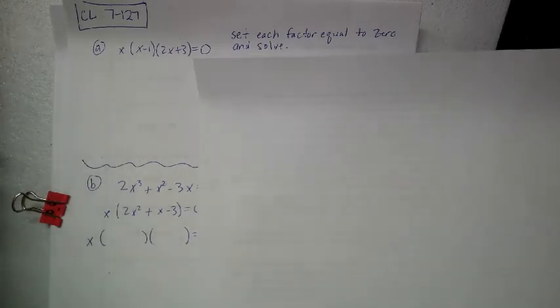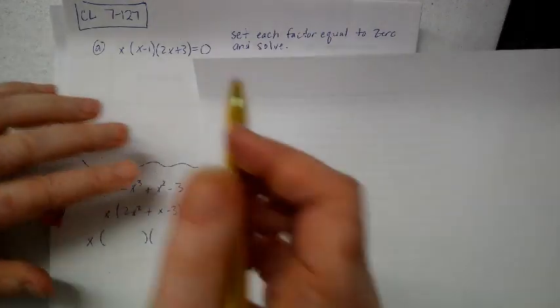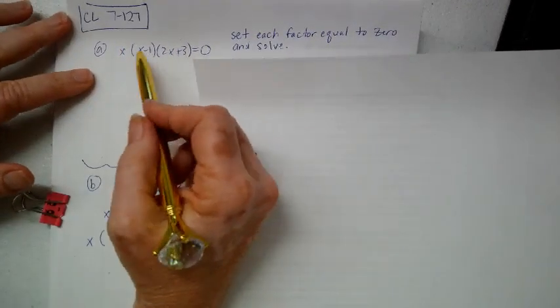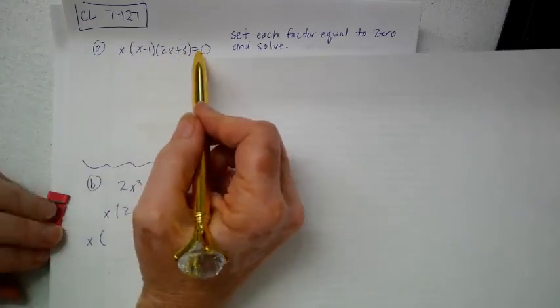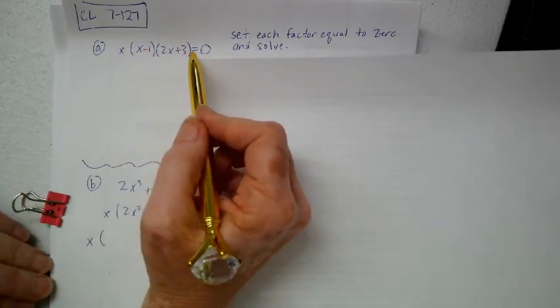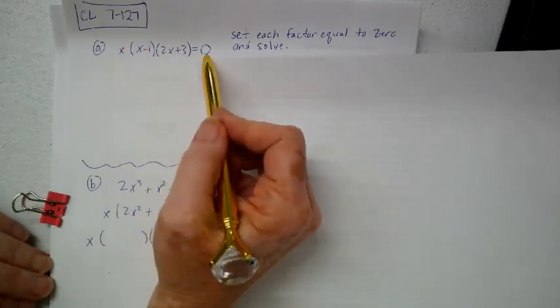Here's Integrated 3. It's the closure problem 7-127, and it wants us to show how the zero product property can be used to solve each of the following equations. So the first equation, it's already factored. We've got 3 factors, and they're each factored, and they're set equal to 0.